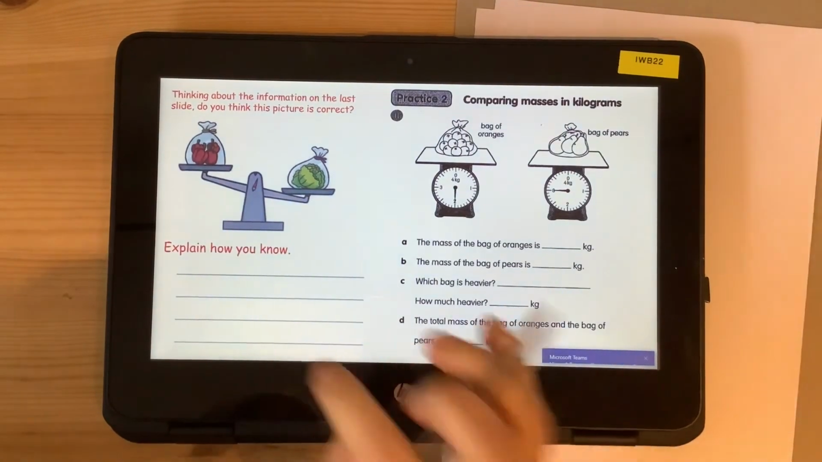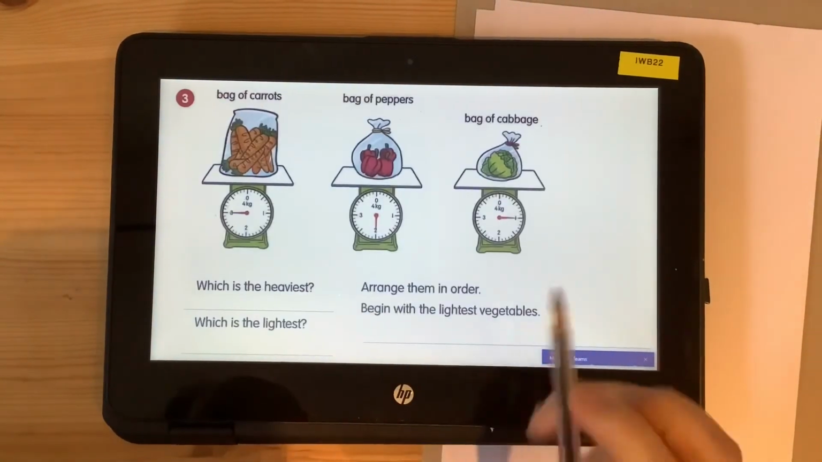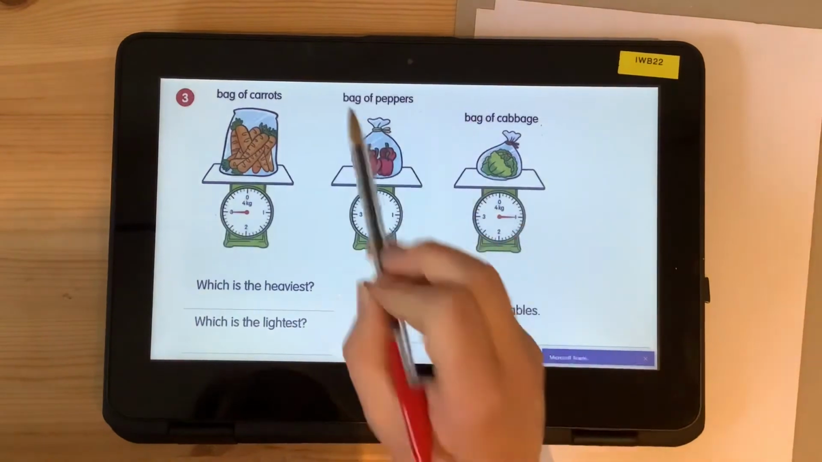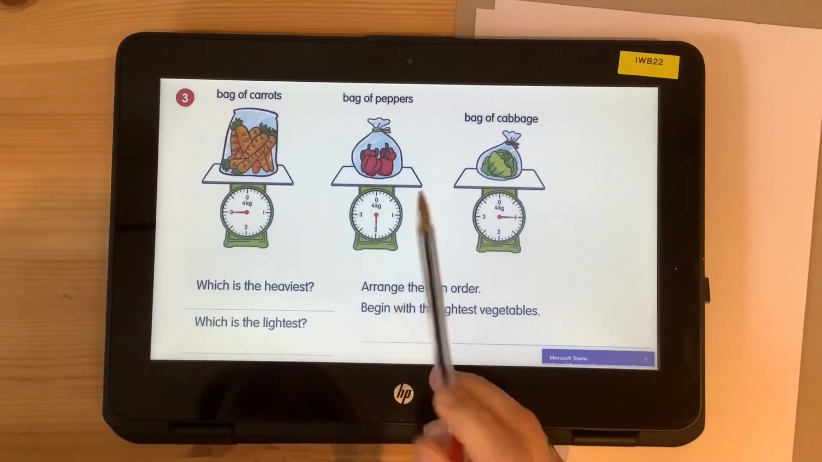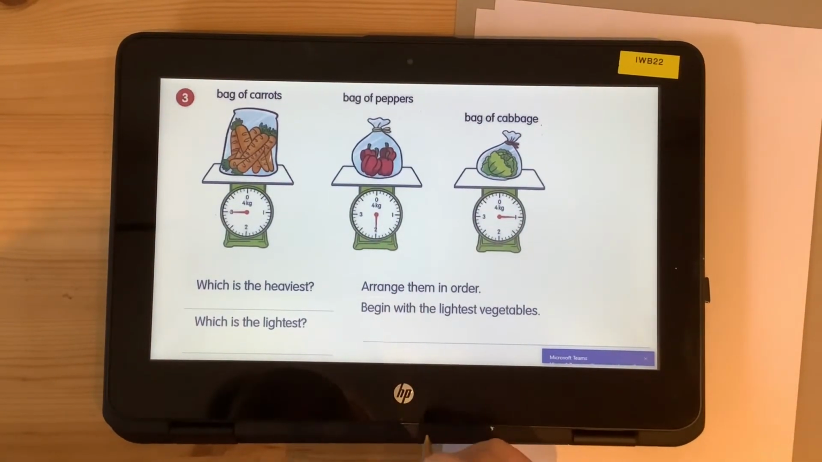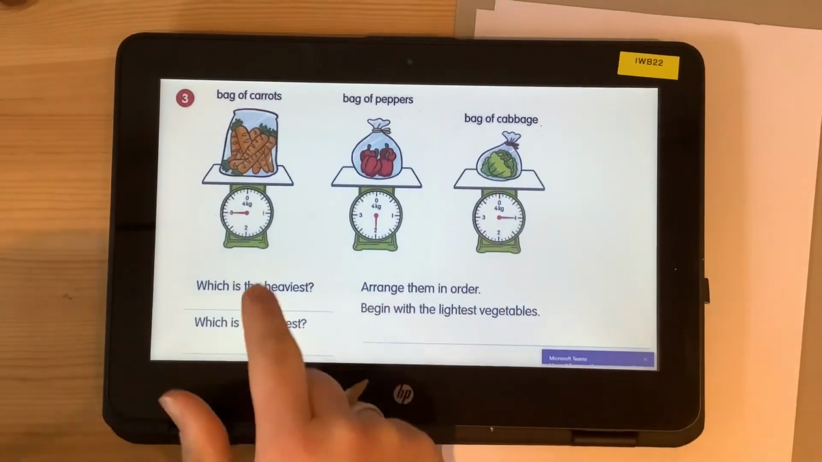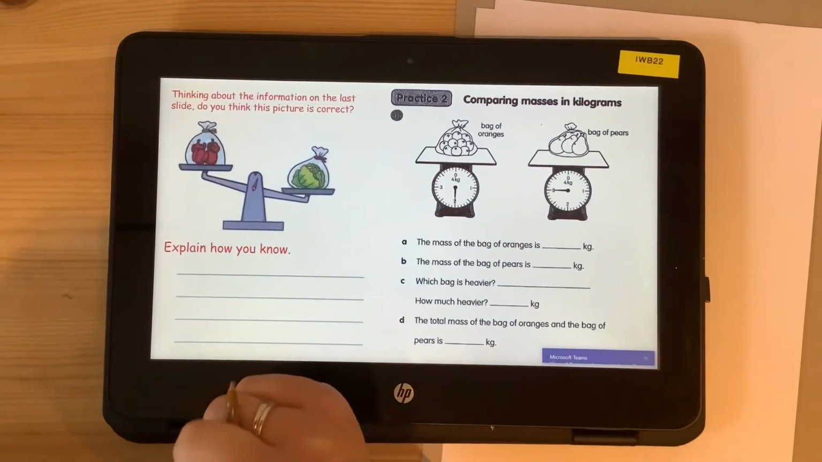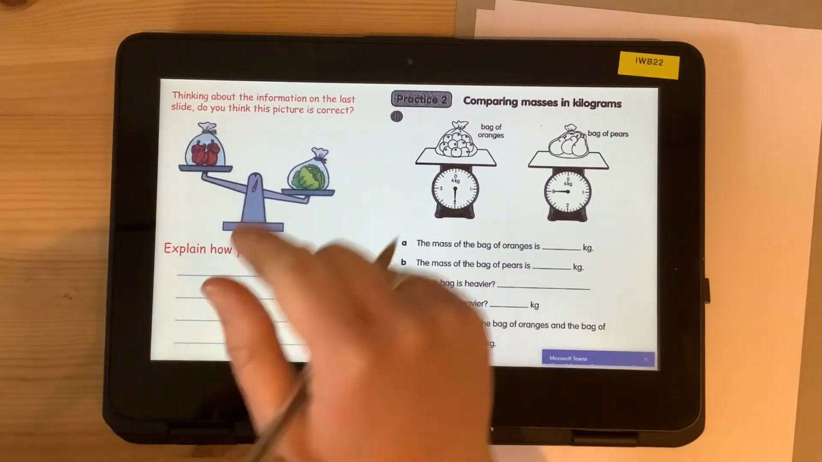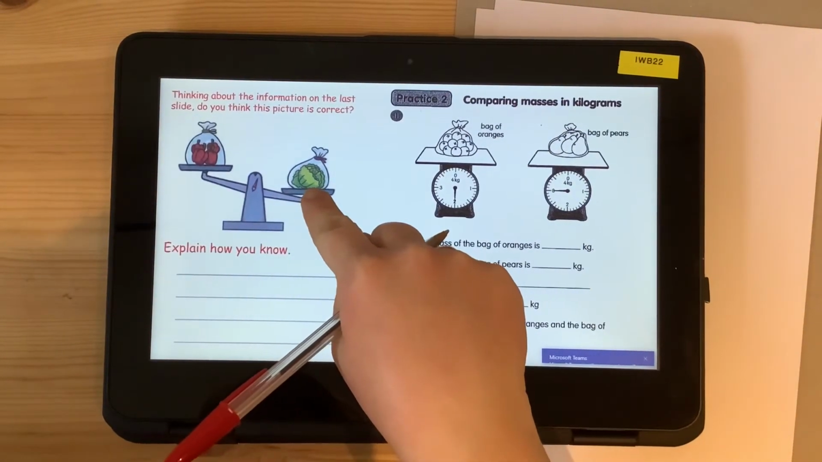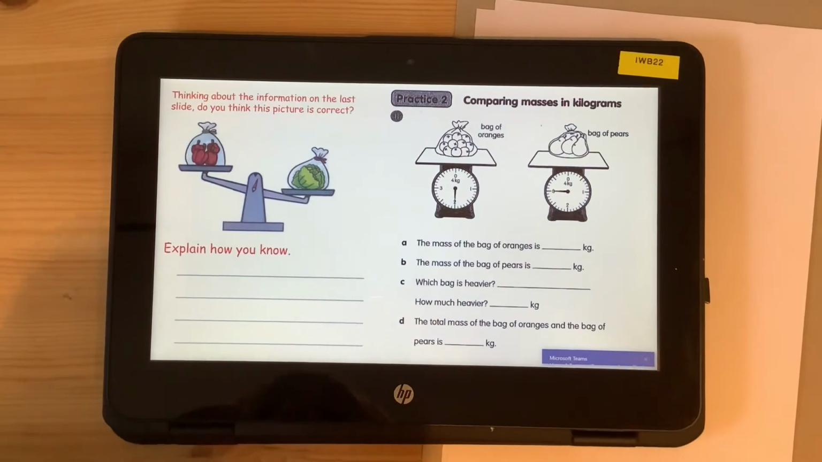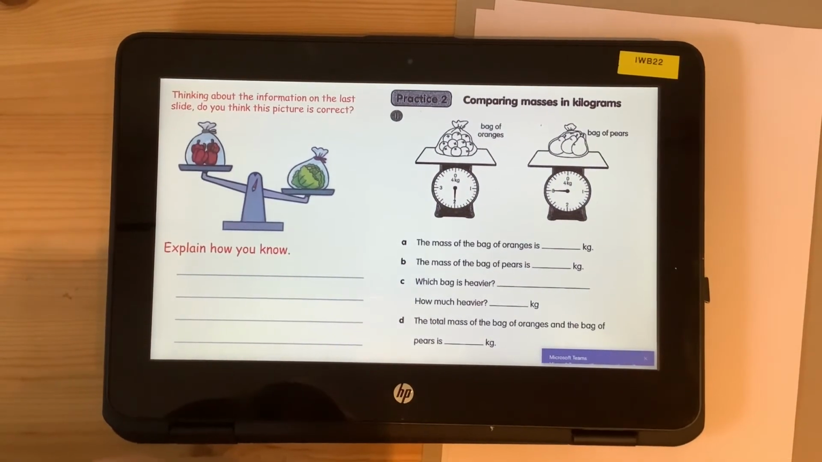Now, can that be true? If we go back and have a look, what did we learn about the peppers? Well, the peppers had a mass of 2 kilograms and the cabbage had a mass of 1 kilogram. So actually, this set of scales is incorrect. This is telling us that the cabbage has a greater mass than the peppers, when actually we know it was the other way round.